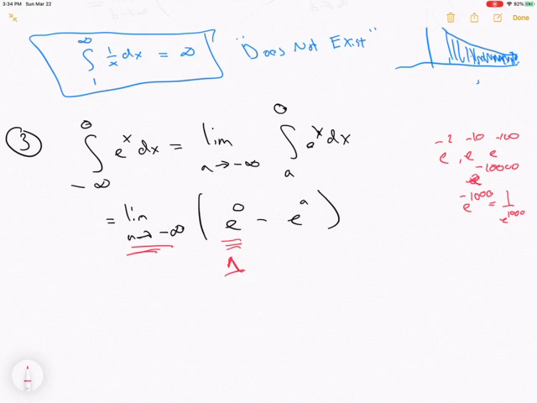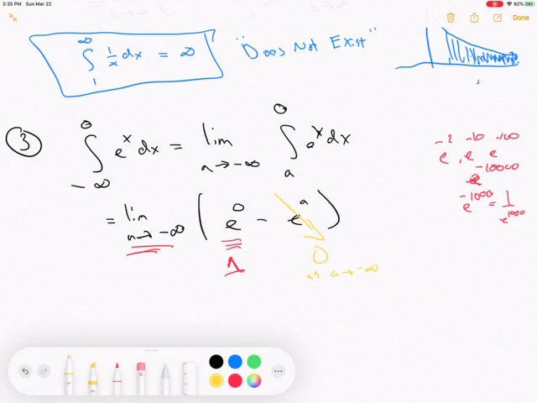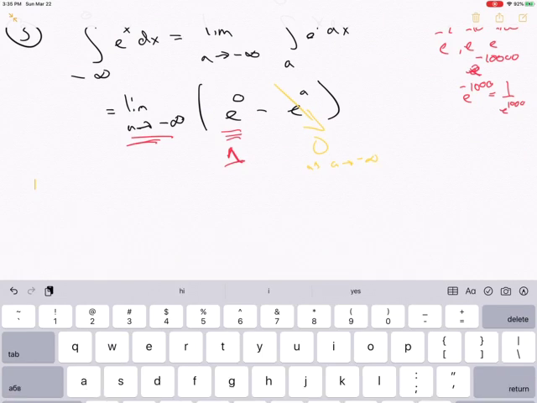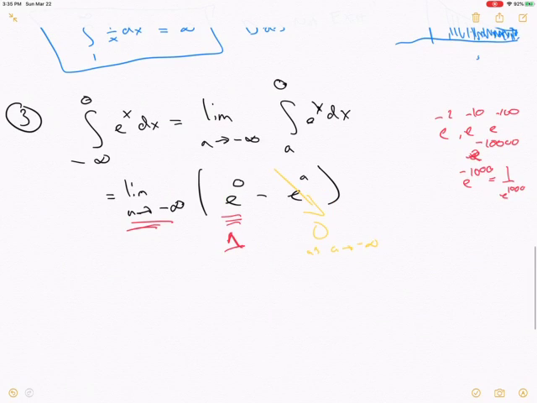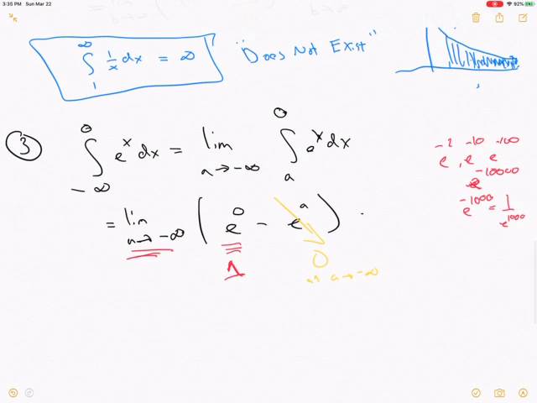So when you're actually taking the limit now, this thing will just go away as a goes to negative infinity. And so we're done, because that means when we take the limit, this e to the a part just goes away. And so all we're left with is the e to the 0, which is just 1. So that is how that works.